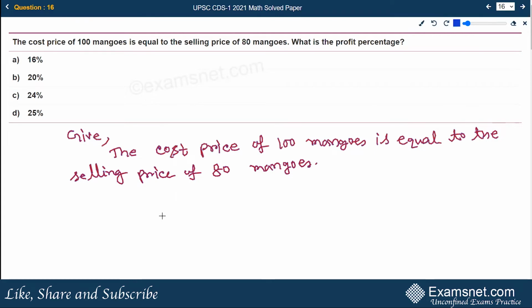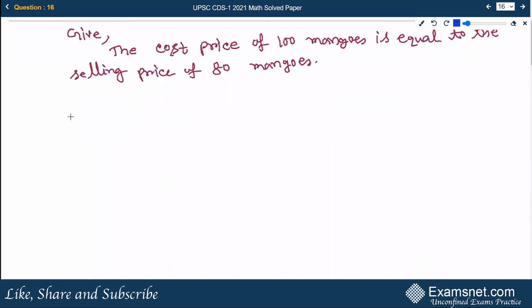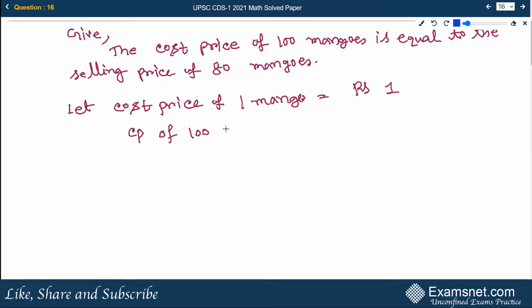So here we can assume that let the cost price of one mango be ₹1. Correct? So cost price of 100 mangoes. In short, we can write CP of 100 mangoes, that is ₹100. Correct?